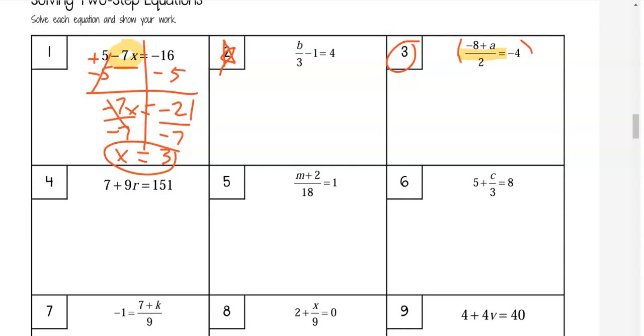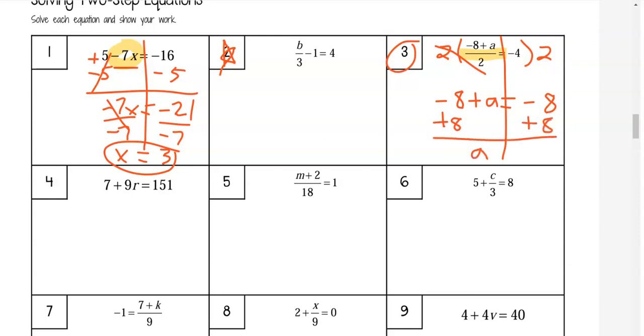So what I'm actually going to do is multiply everything by 2 on both sides, okay? So that I can cancel out that divided by 2, and I'm going to get negative 8 plus a is equal to negative 8, because negative 4 times positive 2 is negative 8. Now I have a one-step equation I can solve. Let's get rid of this 8 to get a all by itself. And because both sides have the same number, negative 8, I'm going to end up with a equaling 0.